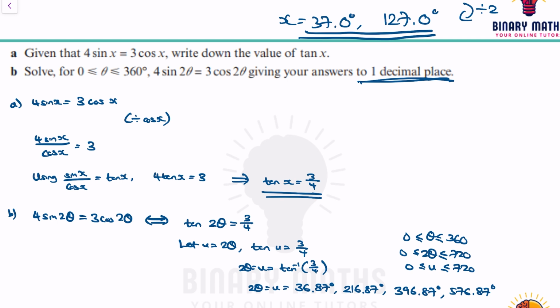I need to find out my solution for theta. Solve for theta, so I need to divide by 2. So theta will be equal to 36.87 divided by 2, and rounded to 1 decimal place is 18.4 degrees. 216.87 divided by 2, 108.4 degrees. 396.87 degrees divided by 2 is 198.4 degrees. The last one, 576.87 divided by 2 is 288.4 degrees. So that I get 4 solutions.